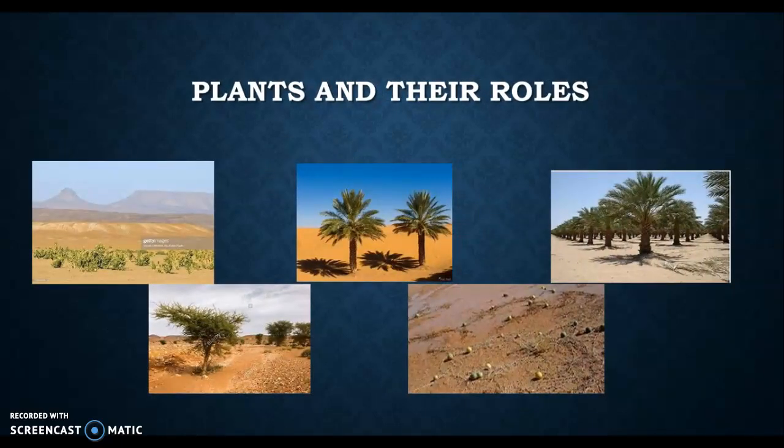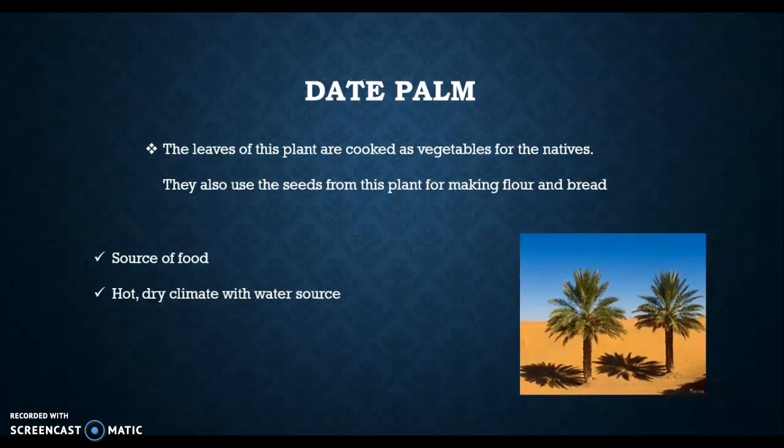Plants and their roles. Date palm. The leaves from this date palm, a lot of people cook them as vegetables, but they can also be used to plant the seeds, or a lot of people use the seeds for making flour and bread. This is a source of food, and it likes to be in hot, dry climates with a water source.